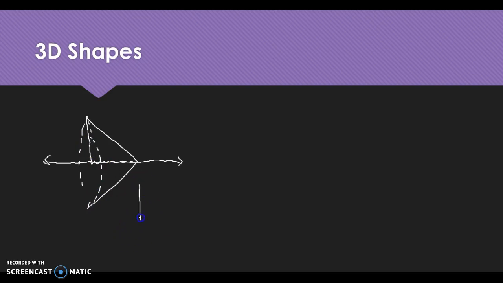Same thing as if I had rotated it on its tall side, its height. If I rotate it around, I end up with this cone shape. So a triangle is going to give us a cone.